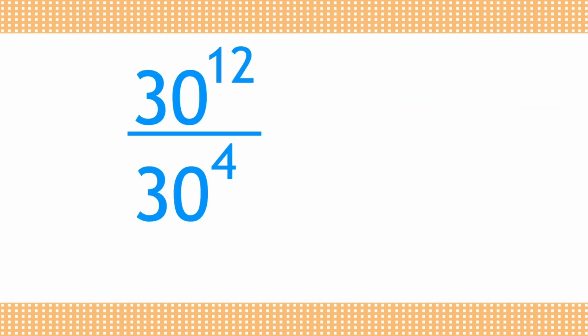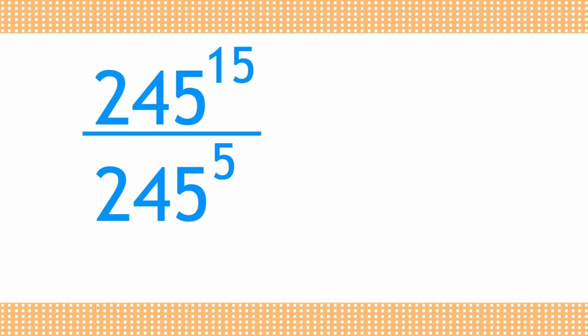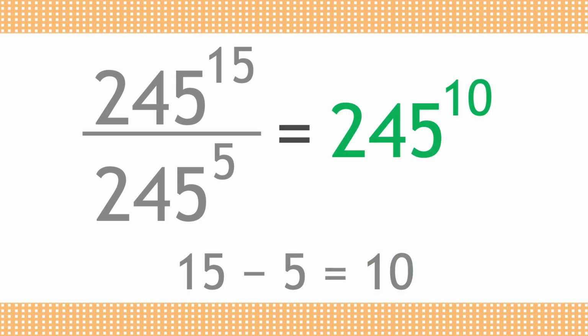These both have a base of 30, so we can subtract the exponents to simplify the expression. 12 minus 4 is 8, so this simplifies to 30 to the 8th power. The exponents in this problem also have the same base. So since 15 minus 5 is 10, this expression simplifies to 245 to the 10th power.